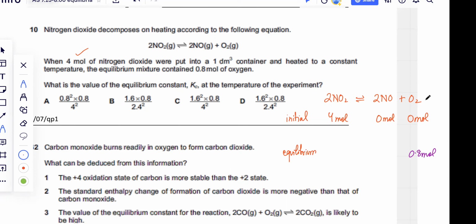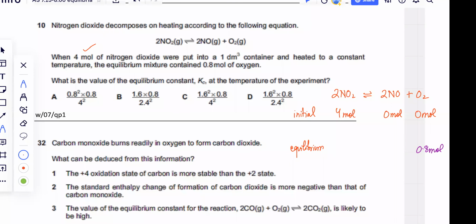So that means that you didn't have any oxygen at the beginning, but now you have 0.8 moles. So what does that mean? That means that 0.8 moles got produced during the reaction. They got produced. Is this clear?